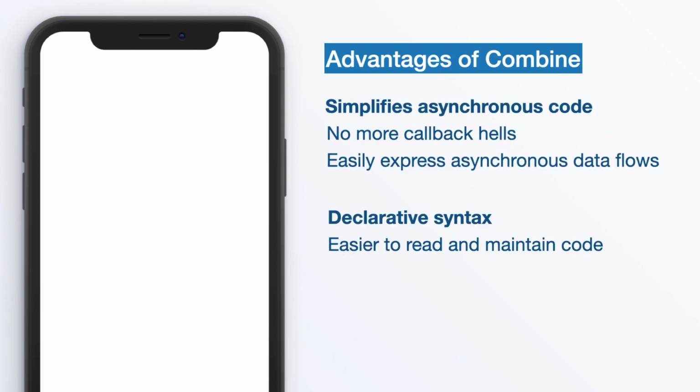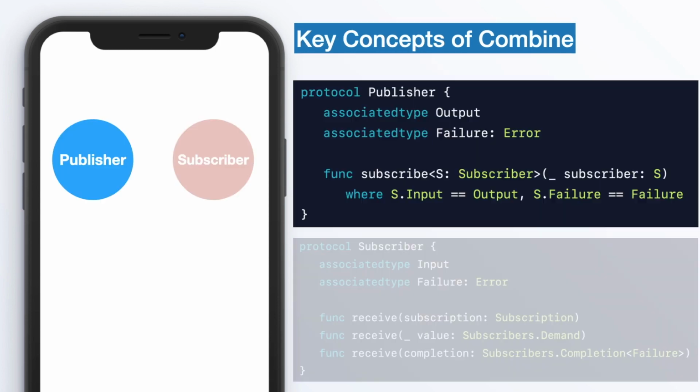With Combine, however, you do not have to worry about this anymore. It's really easy to express asynchronous data flows, and because of its declarative syntax, it's also very easy to read and maintain. Now, to understand how Combine works, we have to understand the concepts of publishers and subscribers. As the name suggests, the publisher publishes values and the subscriber subscribes or listens to these values.